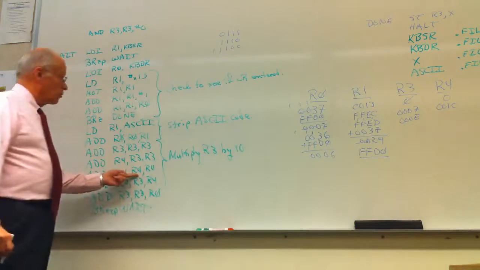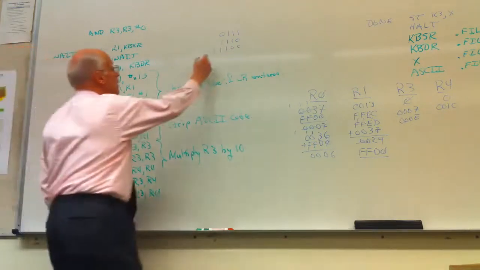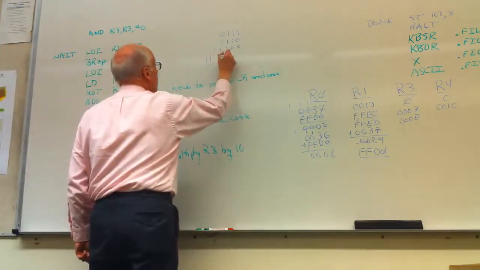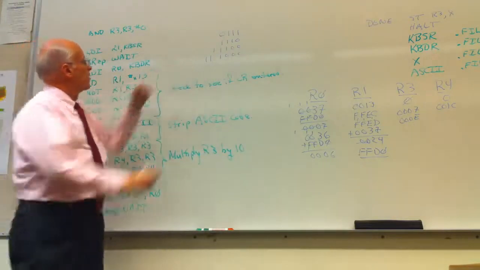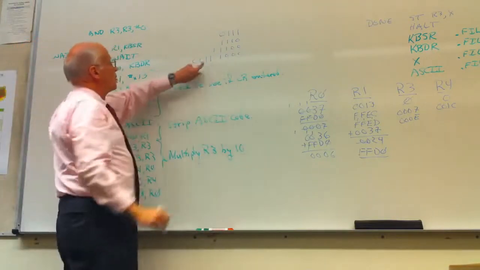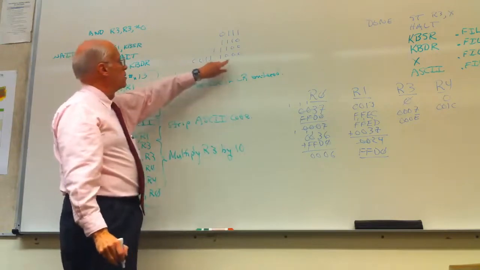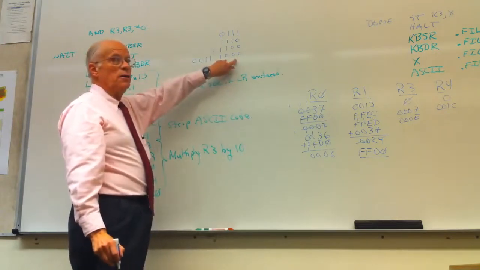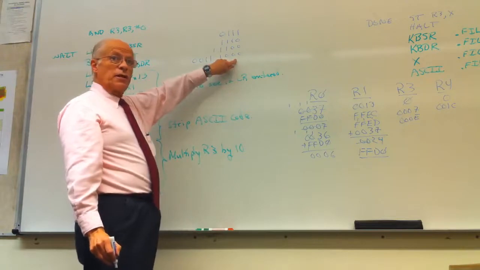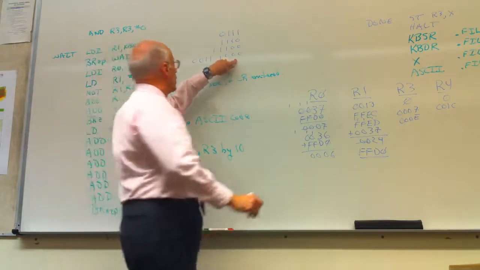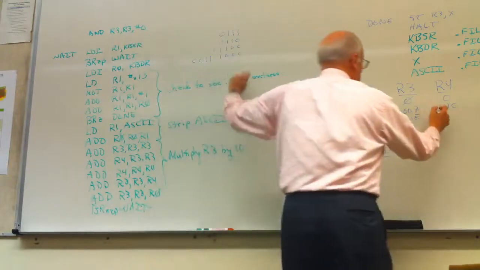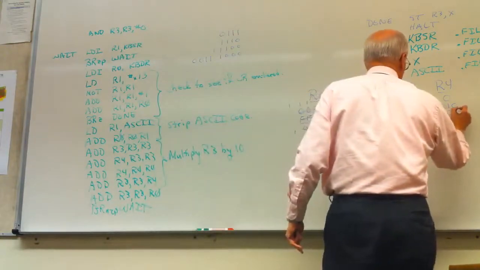Now I shift register 4 again. I get 111000. That's 3 times 16 plus 8. 48 and 8 is 56. Sure enough, that's 2 times 28. So now I get 0038.